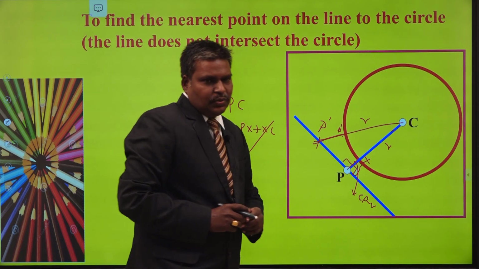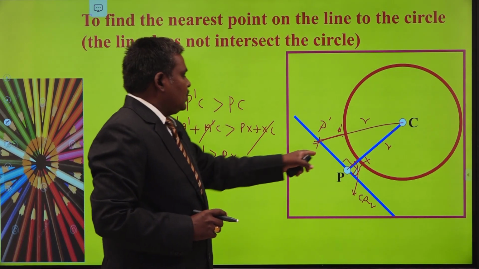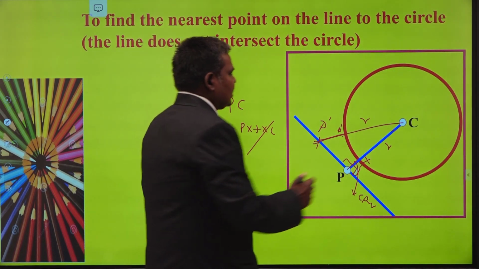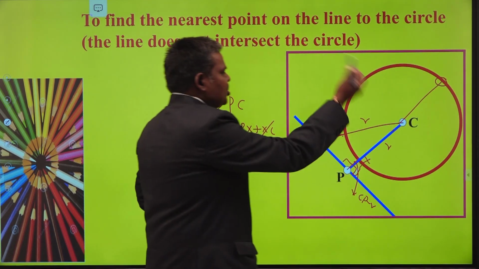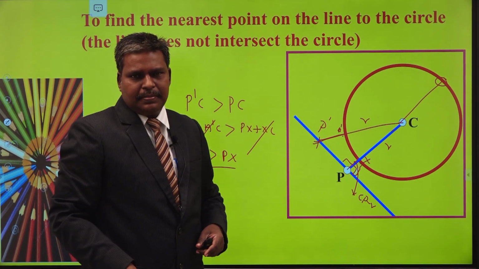You get the point which is nearer to the line on the circle. Similarly, can you find the farthest point or not? This is the extremity, the other extremity of the diameter of the circle.